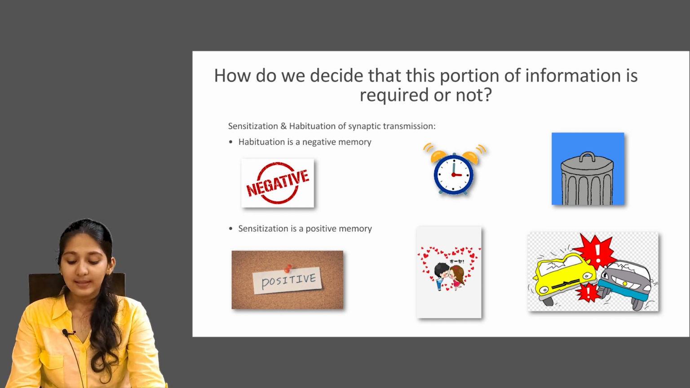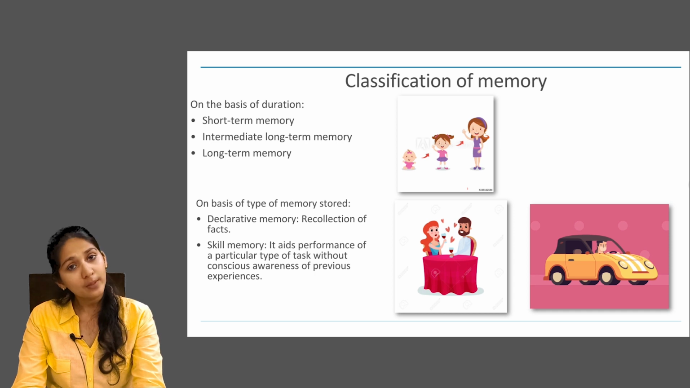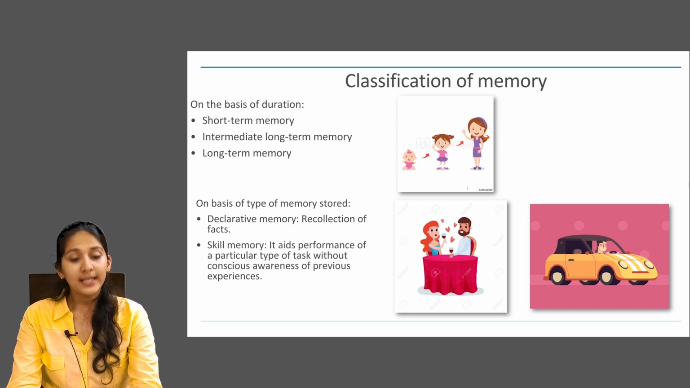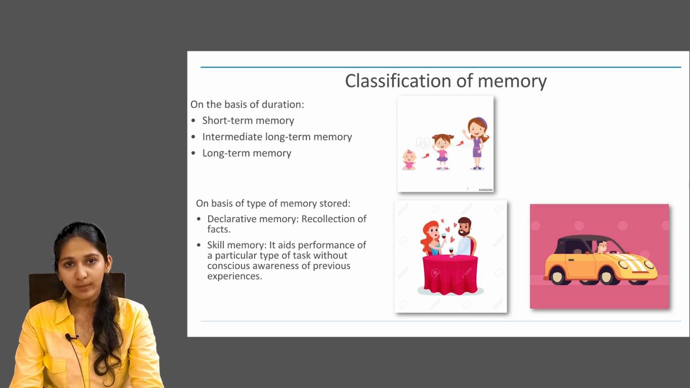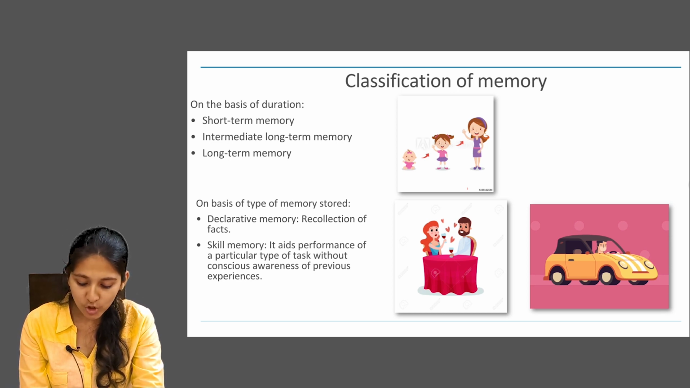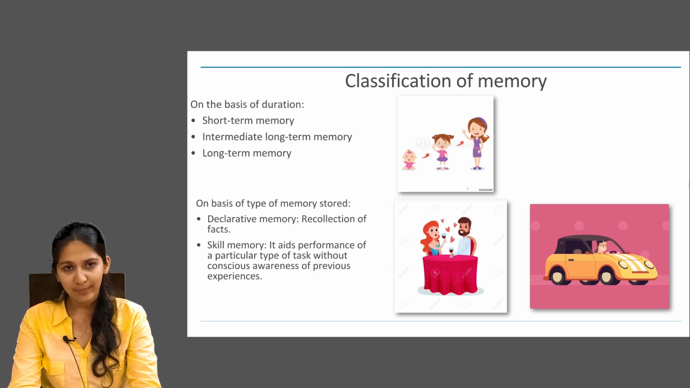The best part is the classification of memory. Classification can be of various types. The first is on the basis of duration. It can be divided into short-term memory, intermediate long-term memory, and long-term memory, which can be depicted in this picture. The other classification is on the basis of memory stored, which is declarative memory and skill memory. Declarative memory is a mere recollection of facts.